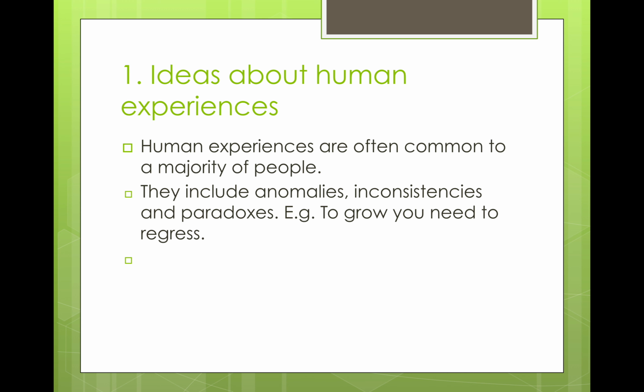So the first one, when you look at human experiences, you need to go back to the rubric. Now, I shared with you a YouTube clip where all of you will see me go through the rubric and identify some important aspects of the rubric. Now, this is where you get your ideas about human experiences. So this is a pretty simple one. They're common to a majority of people. We know in the rubric they've got ideas like anomalies, inconsistencies, and paradoxes. And an example of one of those paradoxes is to grow as a person, you need to regress. Okay, so you need to maybe have difficult human experiences to grow and understand what you value.